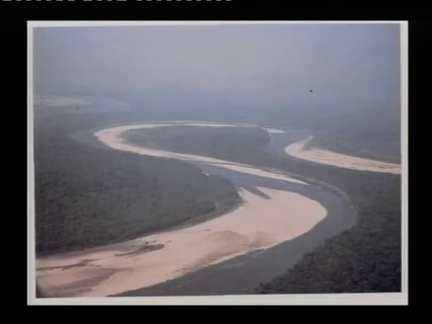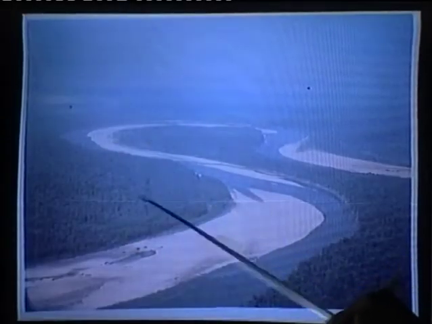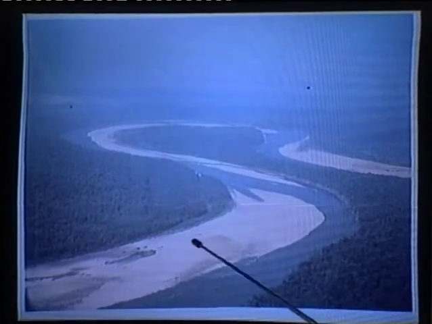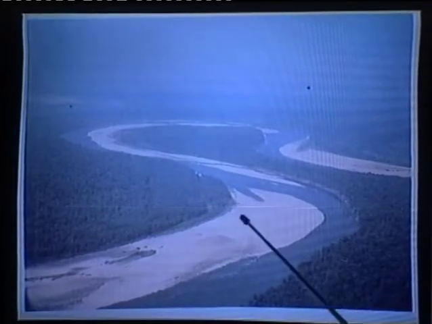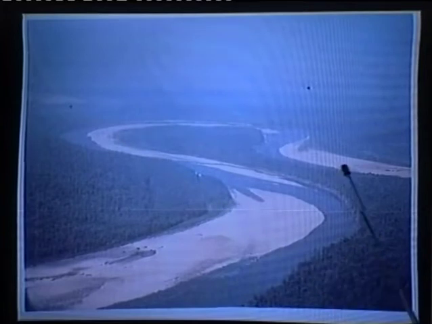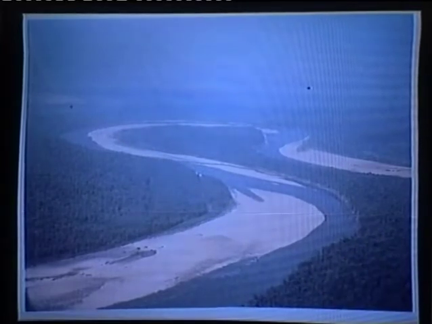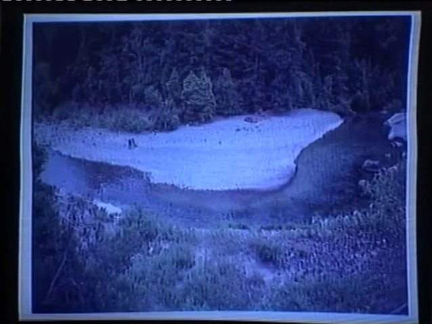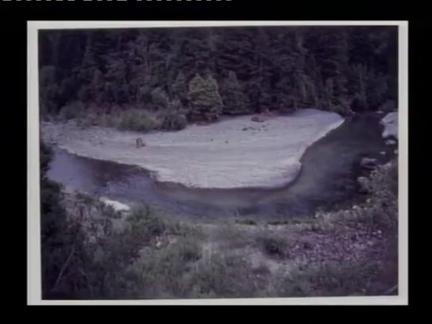As you can see, here we have a photograph taken of a river meandering. As you can see, the river is meandering and point bars are formed on the convex banks here and here. The next photograph shows a point bar of gravel, which has been deposited on the inside of a curve where the river bends.